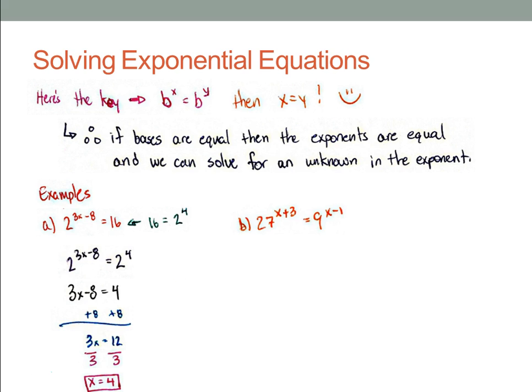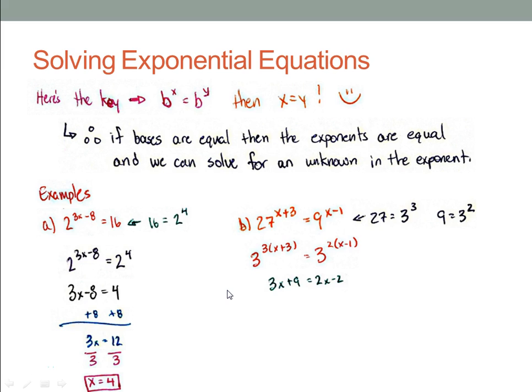So let's take a look at a different example. This is a little bit deeper. You see the 27 and 9 also make me feel a little bit odd. That's because I know I can rewrite both of them with 3 as a base. So by rewriting each of them with 3 as a base, you see that I have two equations that I can set equal to each other. The exponents I can set equal to each other. I'm going to distribute here, which gives me 3 times x is 3x. 3 times 3 is 9. 2 times x is 2x, and 2 times negative 1 is negative 2.